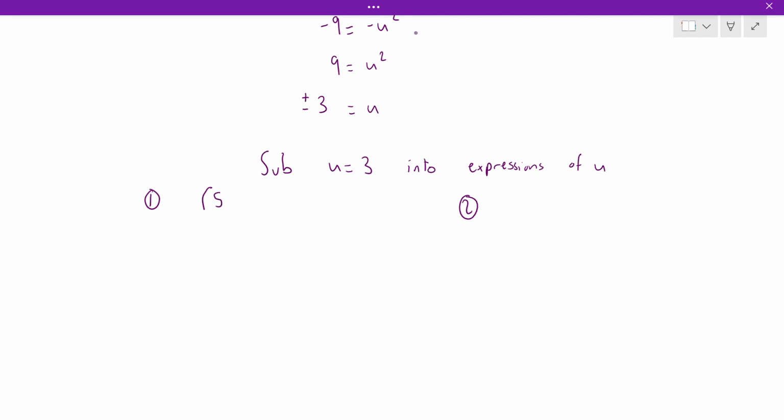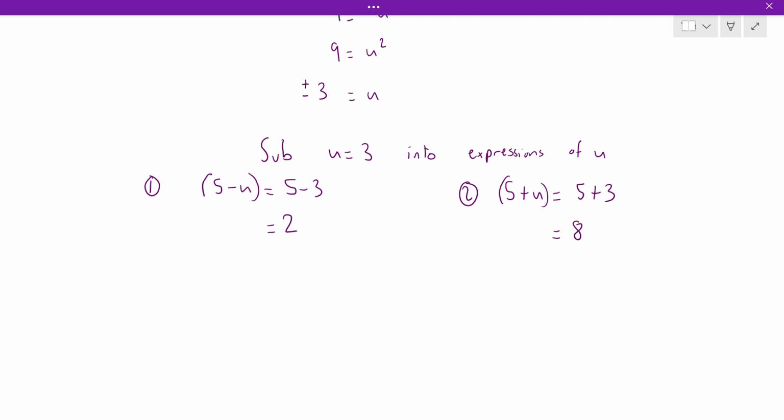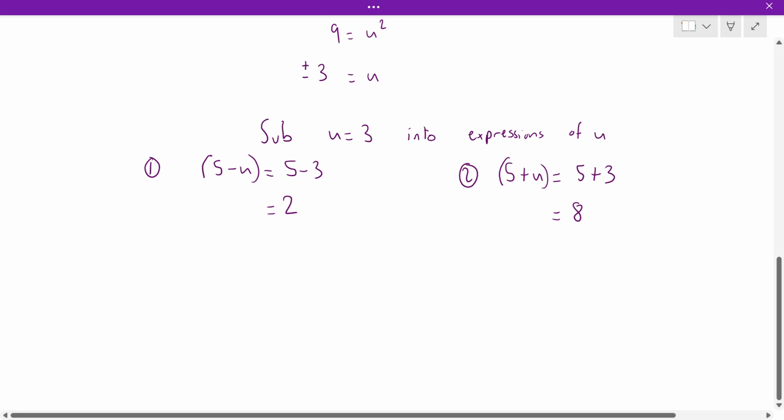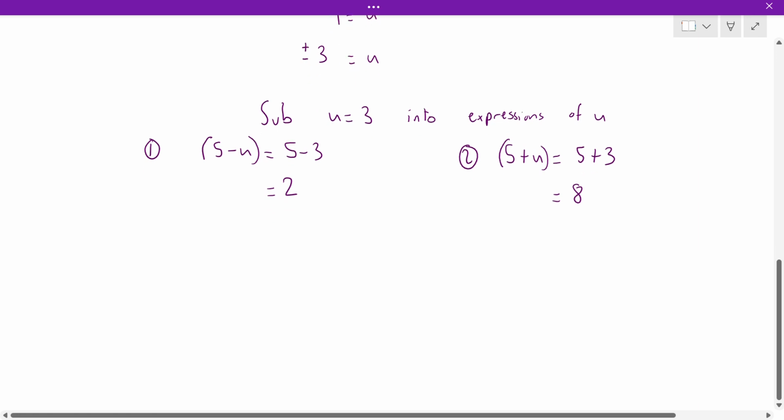Firstly, I've got 5 minus u, and on this side, I've got 5 plus u in brackets. Instead of u, we're going to substitute in 3. So this becomes 5 minus 3 equals 2. And on the other side, 5 plus 3 equals 8. So I have successfully factorized that quadratic, but it's not in a form yet that looks nice and neat and tidy.